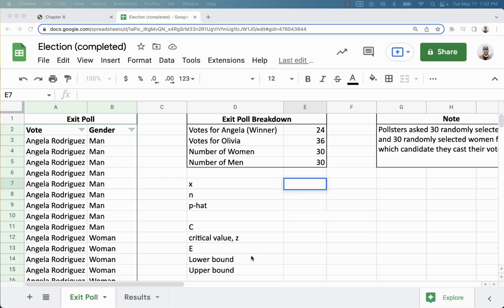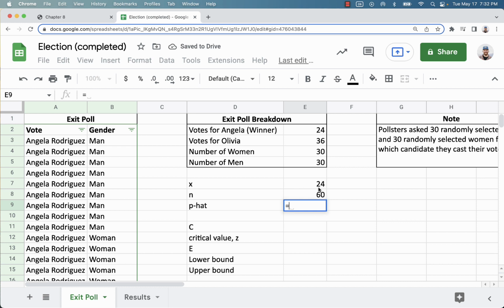In this video, I'm going to create a confidence interval for proportion. My sample is a sample of people who have voted in this election. 24 out of 60 voters in this sample voted for Angela, who is the winner of the election. That's a p-hat of 24 divided by 60, or 40%.